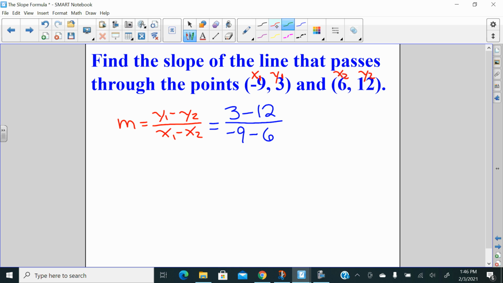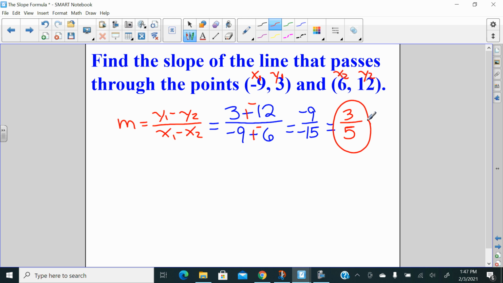Looks like I'm going to be doing some keep change. And that's going to give me negative 9 over negative 15. Well, that's a proper fraction. But I do know that negative over negative is always positive. And both 9 and 15 can be divided by 3, so that's going to give me 3/5. There's my slope.